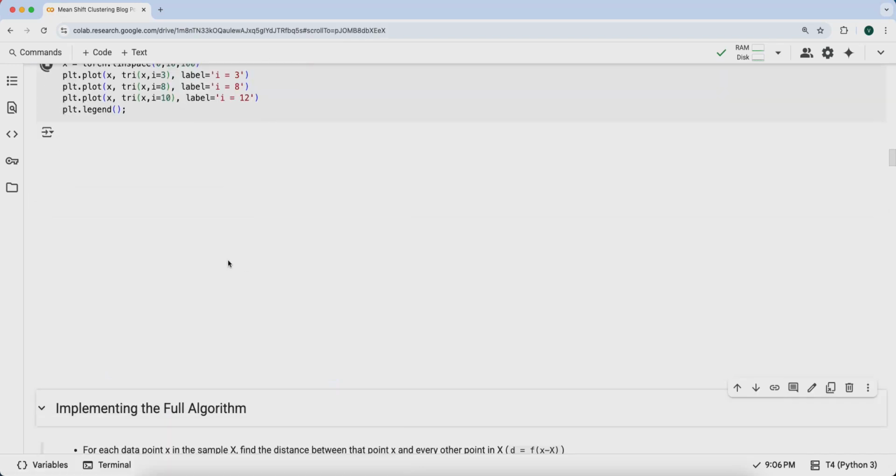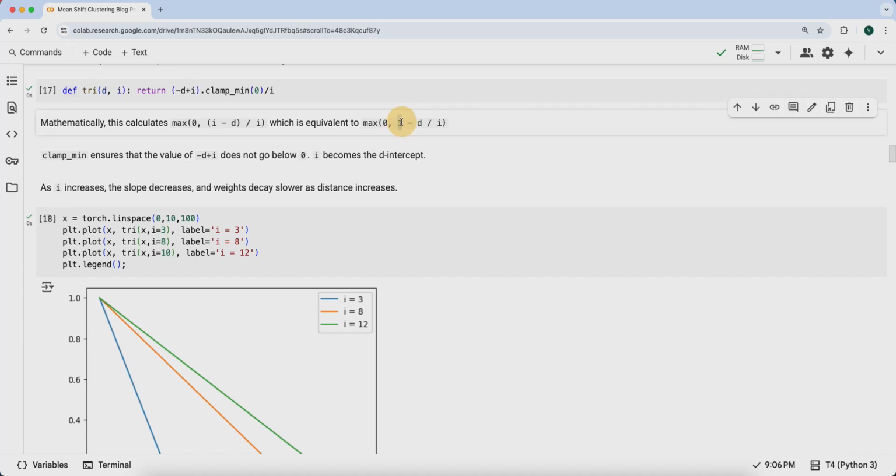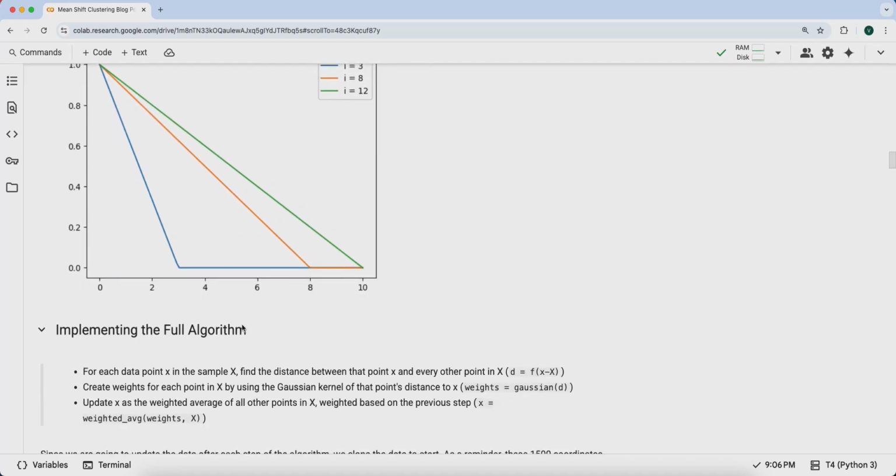We can see that the y-axis is 1.0, which makes sense. That's what we see here, 1 minus d over I. And we can see that the x-axis, or the d-intercept, is whatever the I value is. So here it's 3, here it's 8, here it's 12. The main takeaway for me here is that similar to bandwidth, as I increases, the slope decreases and the weights decay slower as the distance increases. So these are two different weight distributions that we are going to potentially use.